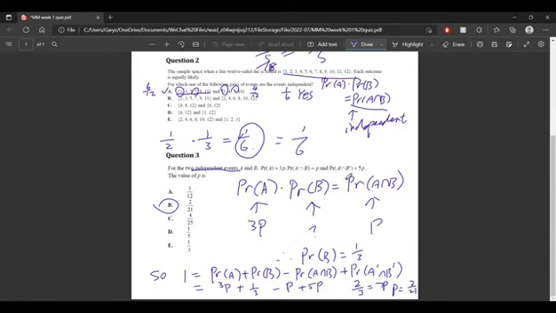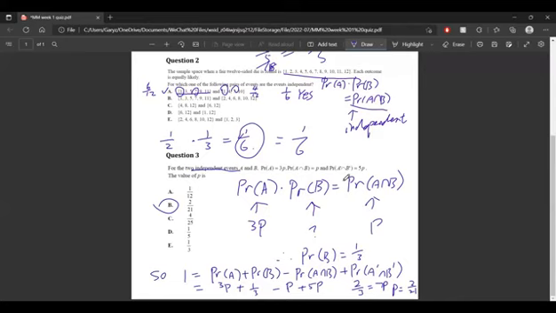Okay, so question 3. We have 2 independent events, A and B, and we have to work out the value of p. Again, if they are independent, the probability of A times the probability of B is equal to the probability of A intersect B. The probability of A is 3p. We don't know the probability of B, but we know that the intersection is p. Based on this formula, the probability of B is 1 on 3.